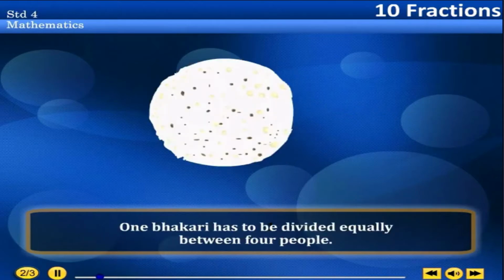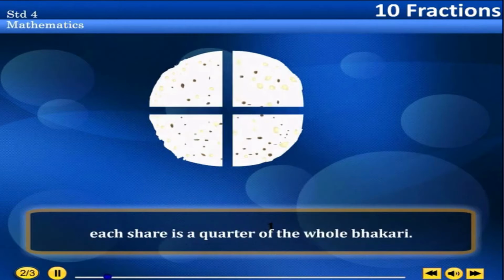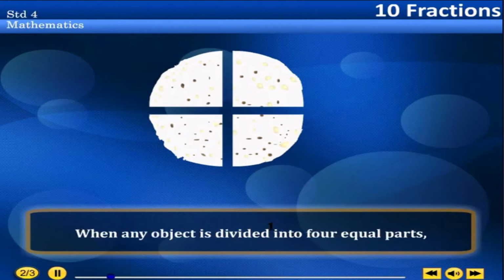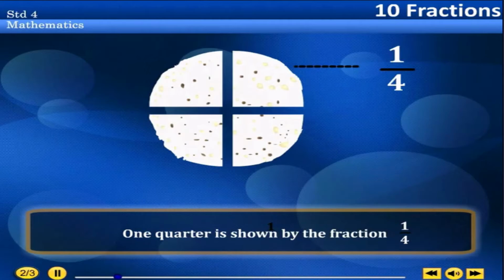Quarters. One bhakri has to be divided equally between 4 people. When it is divided into 4 equal parts and one part is given to each person, each share is a quarter of the whole bhakri. When any object is divided into 4 equal parts, each of those parts is a quarter of the whole. 1 quarter is shown by the fraction 1 by 4.